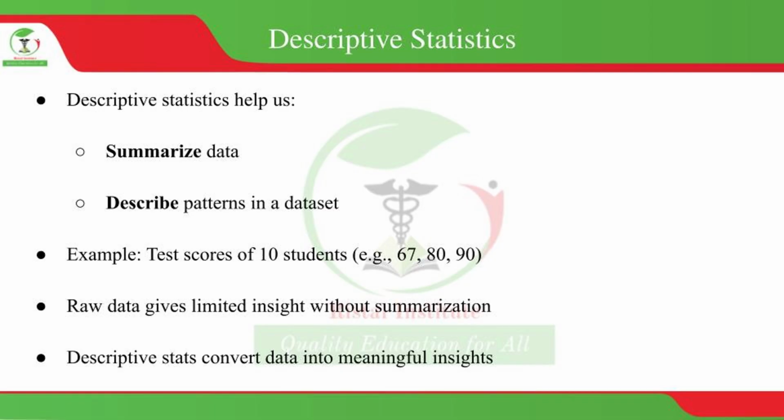When we talk about descriptive statistics, we basically look at how we can summarize or even describe a data set that has been given to us. So, for example, you can have a class of 10 students, and you give them a test, and they have different scores. We can get 60, 70, 80, 90.